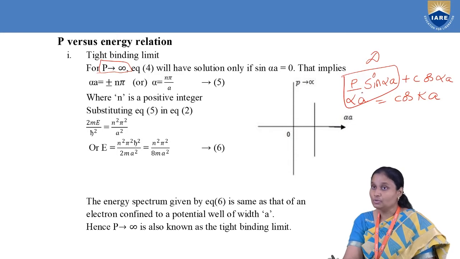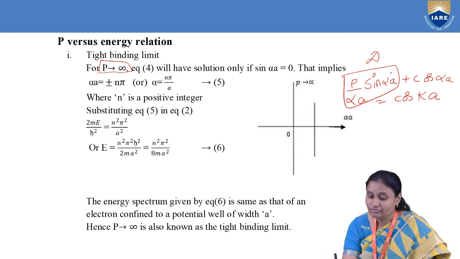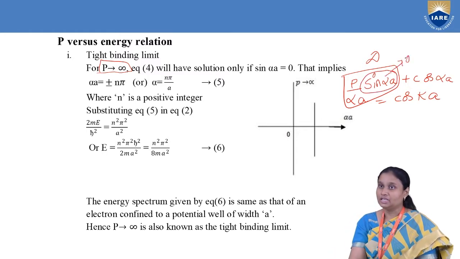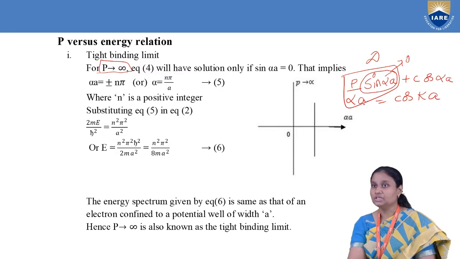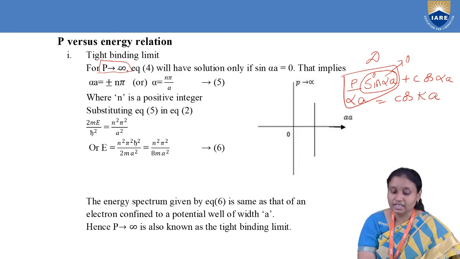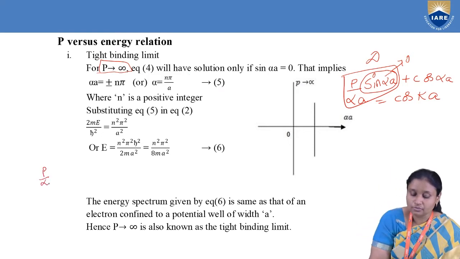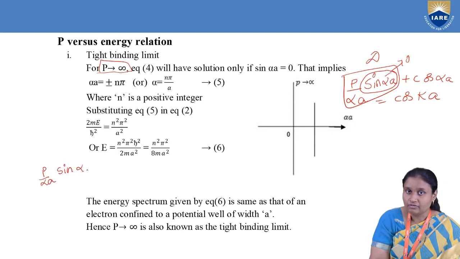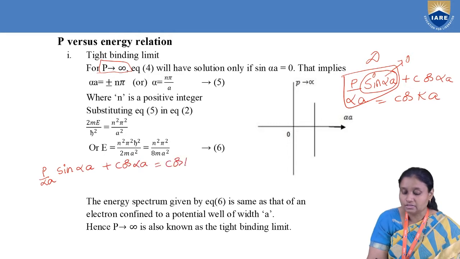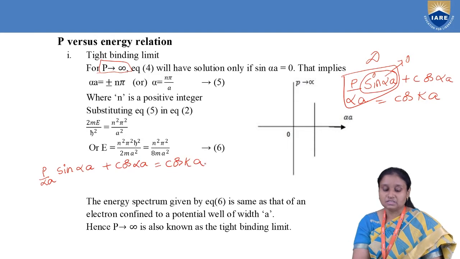It is possible only if I take my sine alpha A to be 0. If I take sine alpha A to be 0, then this term will become 0, and then I can define a value for this cos. So if P tends to infinity, the only solution possible for this fourth equation, what is our fourth equation? P by alpha A sine alpha A plus cos alpha A is equal to cos K, is that I have to take sine alpha A to be 0.